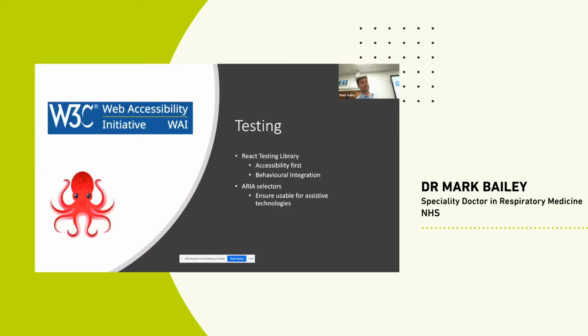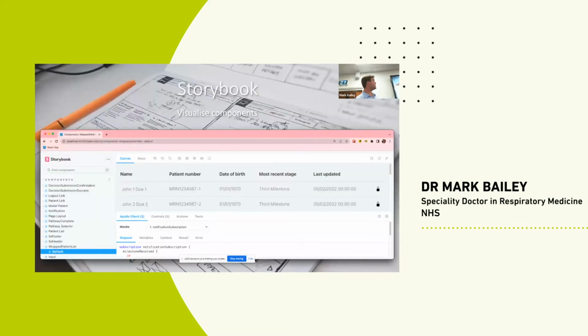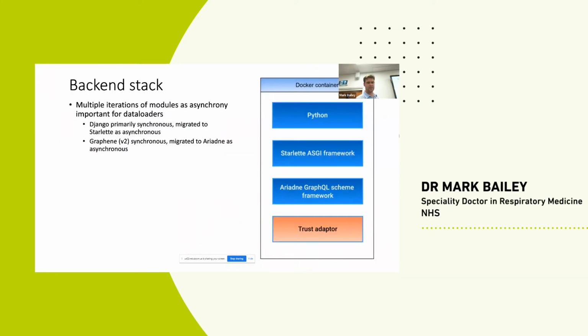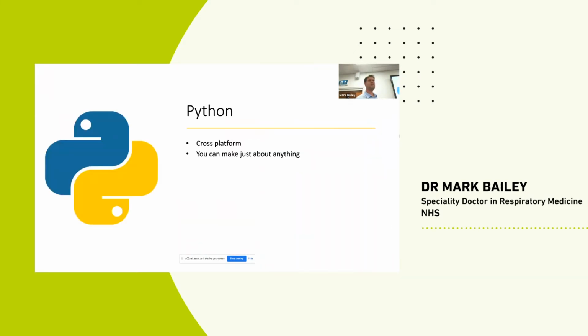And we did unit testing, and we used Storybook to look at the components themselves. So that's the front end in a nutshell. And then the back end, the Spiritum Duo back end, is written in Python. Now, I love Python. I can write Python, so I understand most of it. I've automated my house in Python. You can build just about anything.